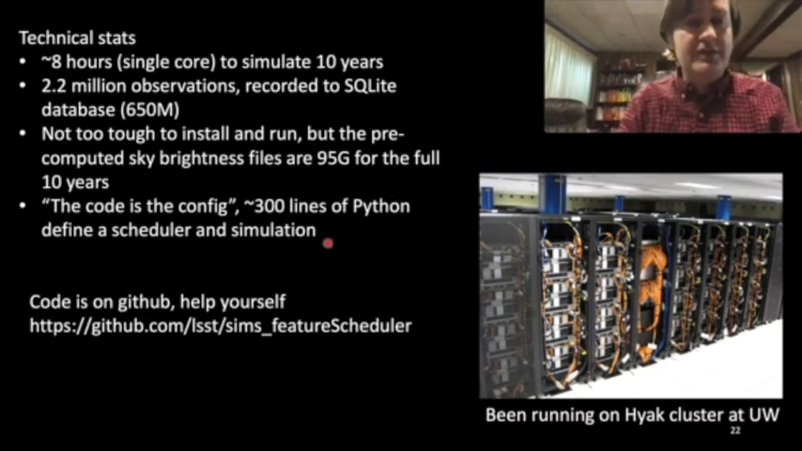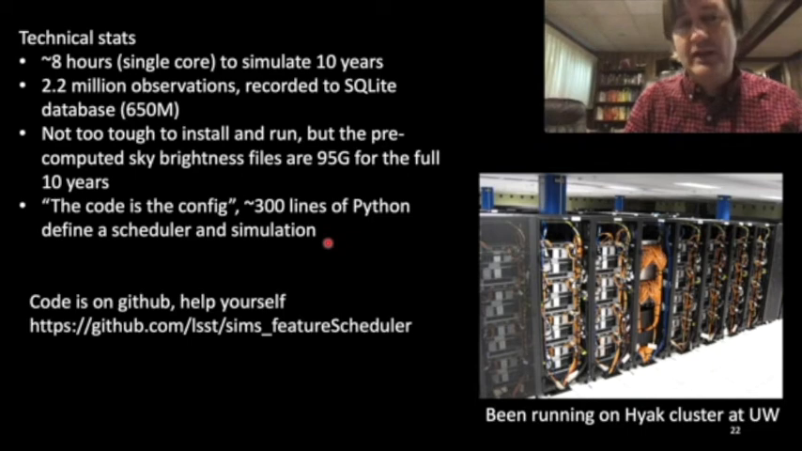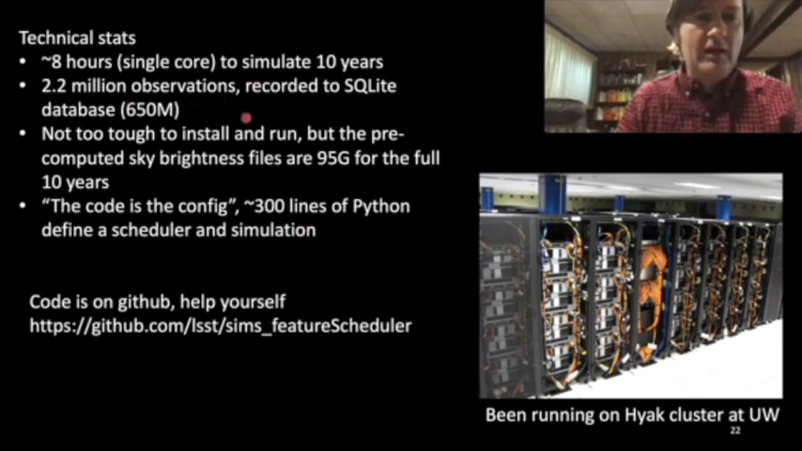Some technical stats about our simulations. It takes about 8 hours on a single core to simulate 10 years of Rubin observations. That generates our 2.2 million observations. We record all the metadata for each one, so the RA, Dec, filter, and then the sky brightness, the seeing, things like that. It's not too tough to install, but sky brightness is actually the big hurdle. So we have 95 gigabytes of pre-computed sky brightnesses. So if you want to run a full 10 years, you need those.